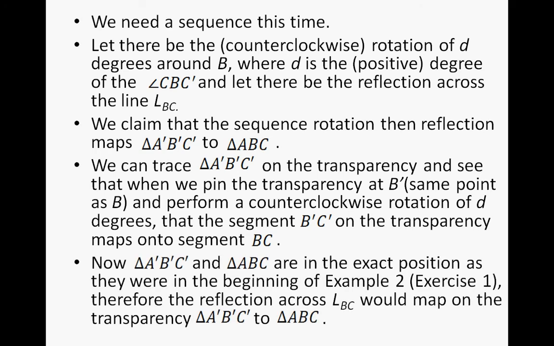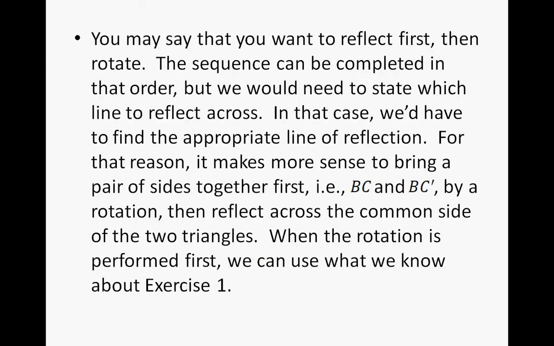And we know that they're in the exact position as the beginning of example 2 in exercise 1. So therefore, reflecting across line BC would map onto the transparency that triangle A prime, B prime, C prime is the same as triangle ABC.